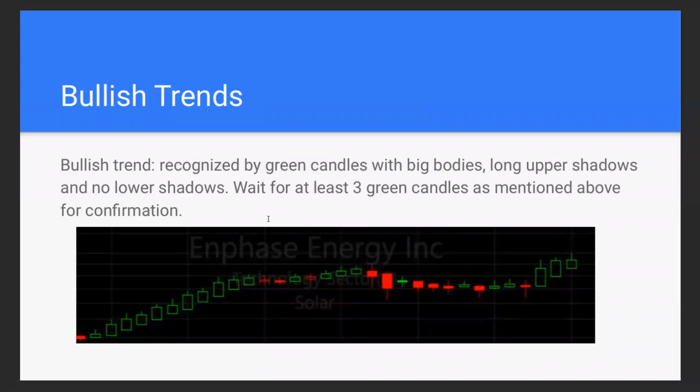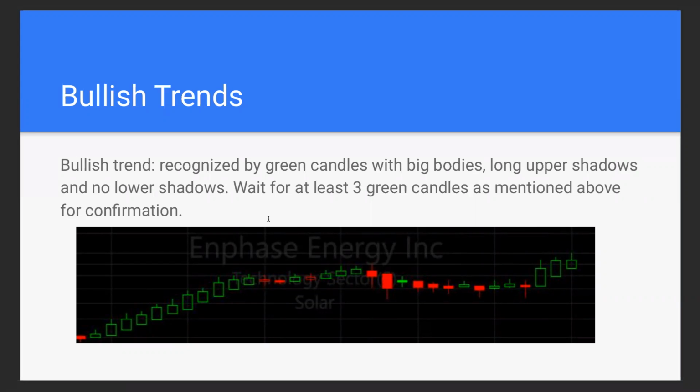Okay. Now we'll talk about the trends. Bullish trends are recognized by green candles with big bodies and long upper shadows and no lower shadows. This is very, very critical, guys. Like candlesticks, they can have wicks or shadows, right? If there is no wick at the bottom, and there's only a wick on the top, and there's a considerable size of the body, then you can consider it a bullish Heiken Ashi candle.